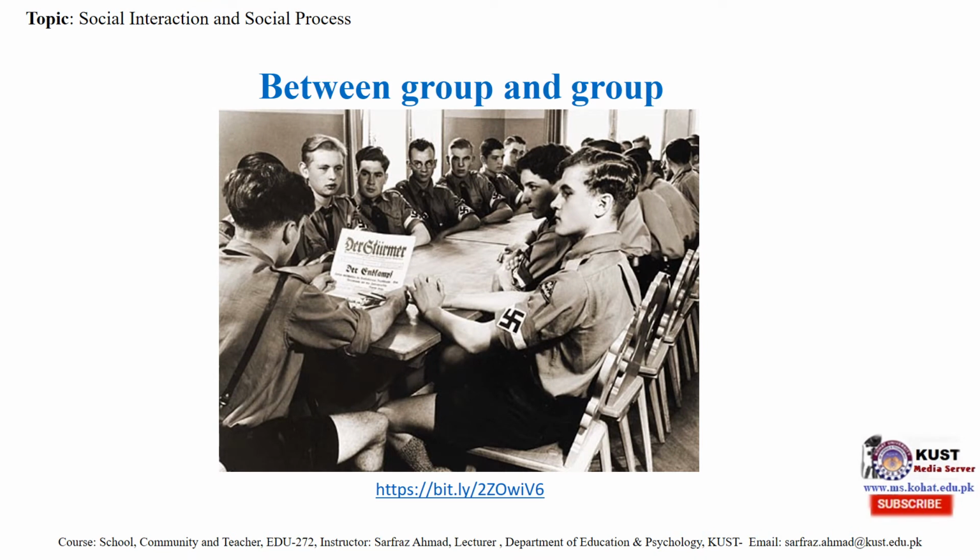Then between group and group, like in the military. There are different companies, and in one company about 15 to 20 or more people form a group or unit or company, and they interact with one another, meaning group to group. Or in a game, two different groups interact with one another.